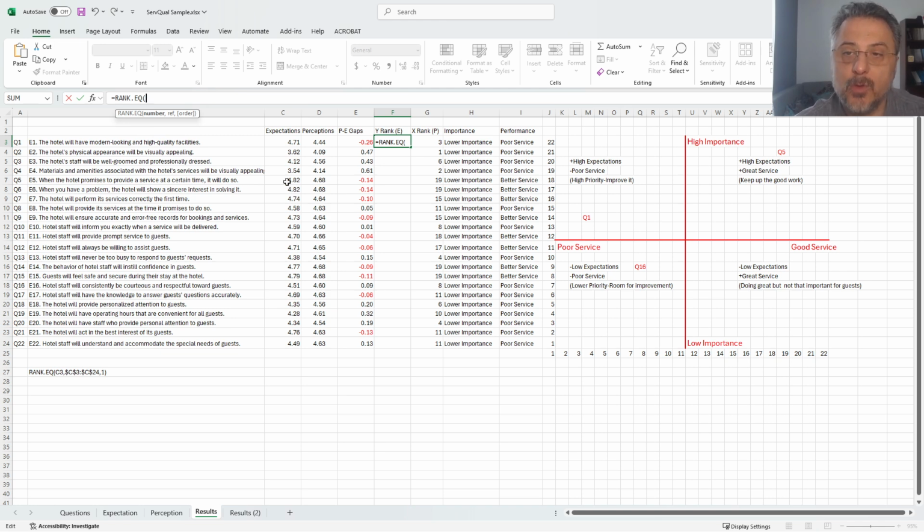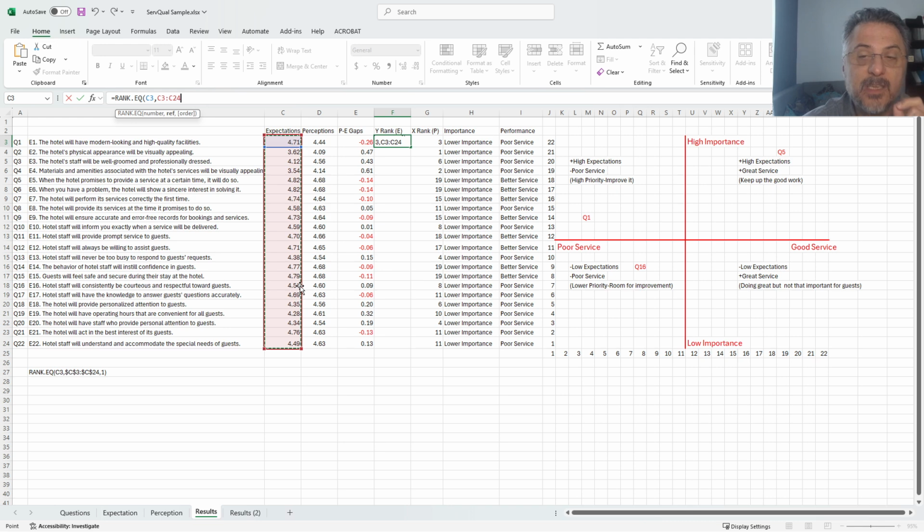Which one do you want to do this for? You're going to do this because the expectation is going to be the Y rank, the Y level in the graph. I'm going to show it to you in a minute. Then comma. So what are we going to look into? We are going to look into all the expectation results.